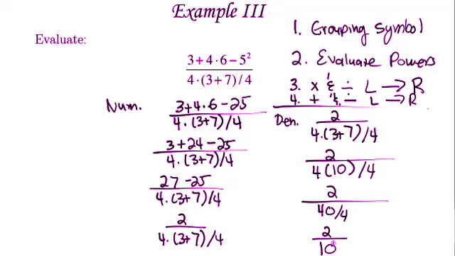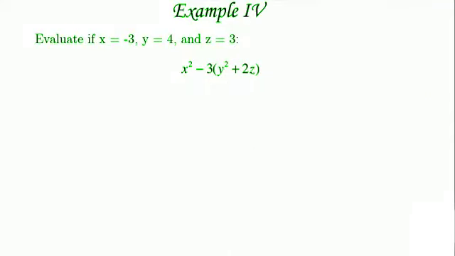So you see what I did is I got my result in my numerator, which is 2, and then I got the result in the denominator, which is 10. Our fourth example is a little bit different because we see some variables. However, they actually give you the value for each variable. They're telling me to assume that x is equal to -3, y is equal to 4, and z is equal to 3. So I'm going to go ahead and substitute in.